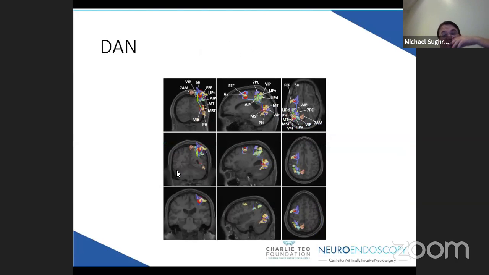Now, there are two other attention networks. One is a bilateral network called the dorsal attention network. I don't think this is the correct name for this anymore. I think that the right name for this is a cognition network. And I don't have time to go into it right now, but we do know that the less of your DAN you have at the end of, say, a surgery or a stroke, the lower your IQ.